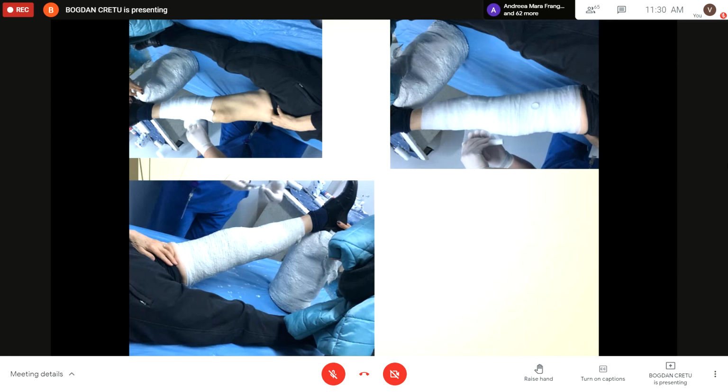Here is an example of this femoral gambier cast. It is usually used, as I've told you, for knee sprains, patellar dislocation after reducing them, of course. We do not use it for a long period of time. We do not use it for more than 3 to 4 weeks.